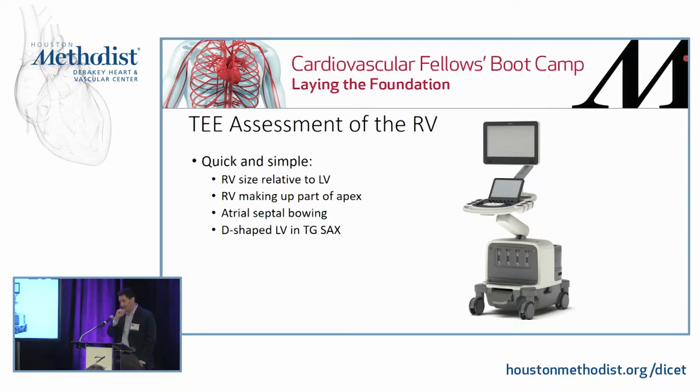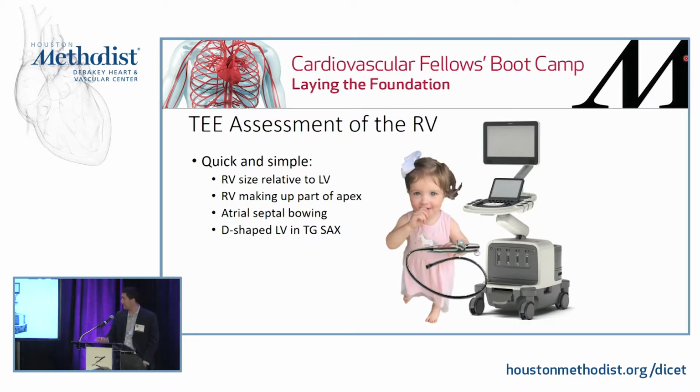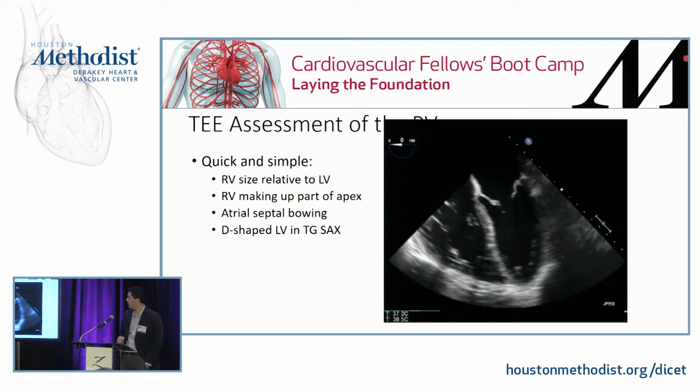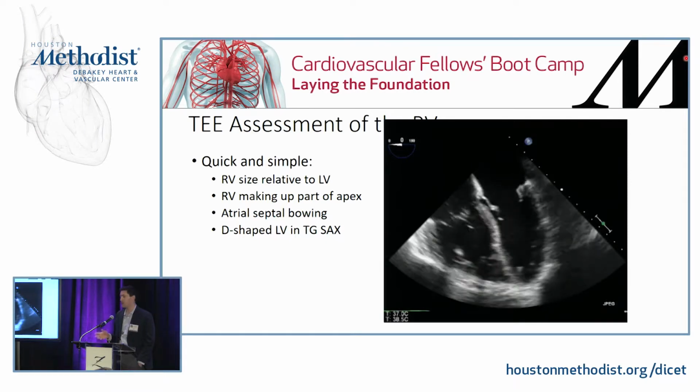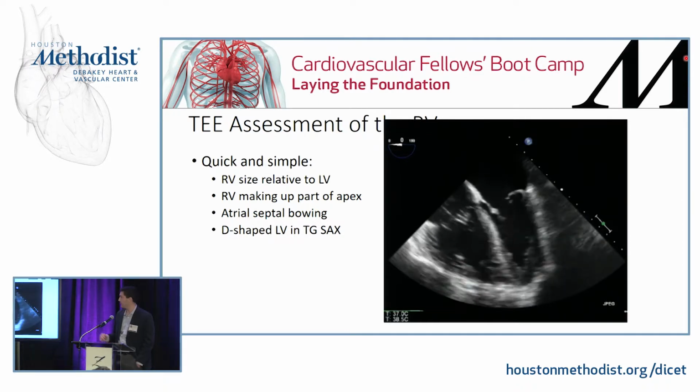So getting into some of the ways we assess the RV with TEE, I wanted to go over just some quick and simple ways that we use to assess it that don't involve any calculation or even measurements really. And these are so simple, I think my 2-year-old could probably do it. So the first one is that the RV should be smaller than the LV. It should be about 60% of the size of the LV. So if it's the same size or bigger, it's got significant dilation and probably dysfunction. And you can see here this patient has RV failure from MR.